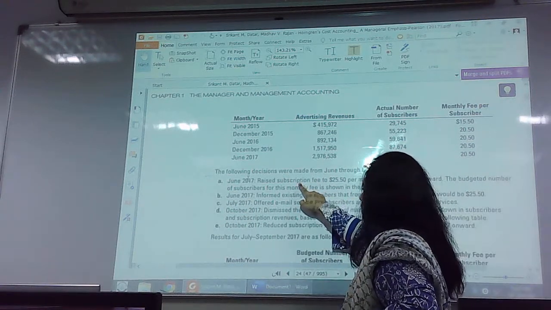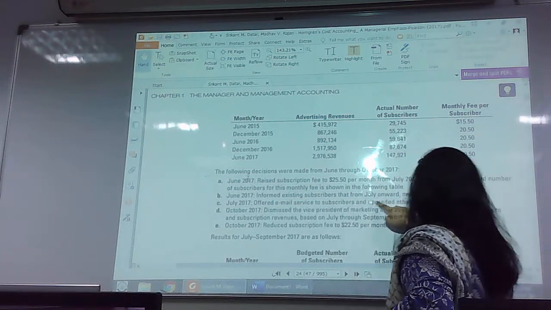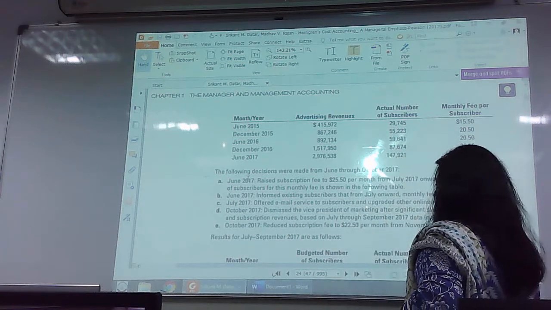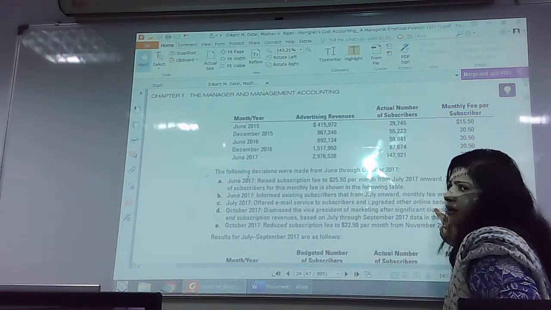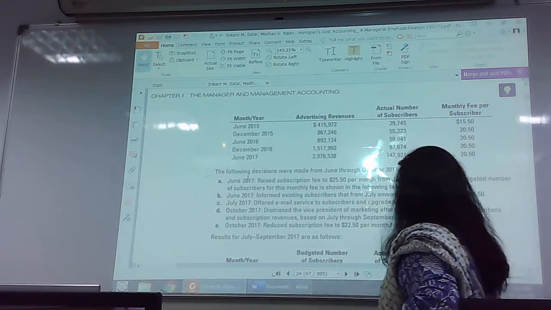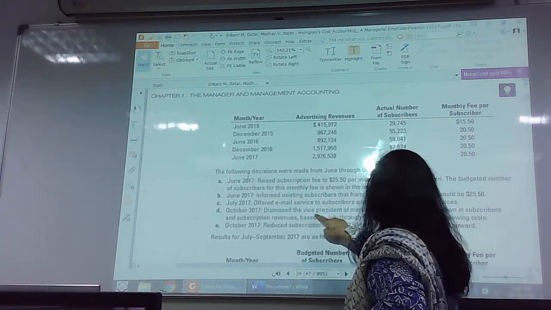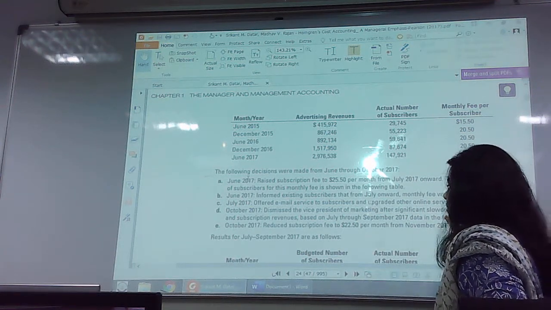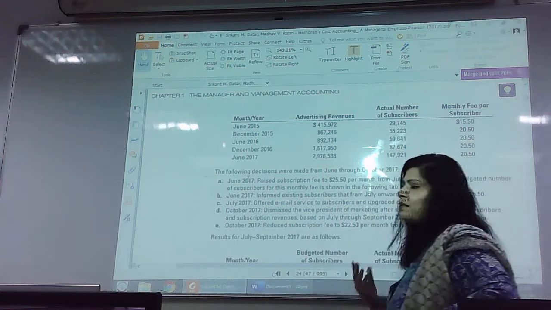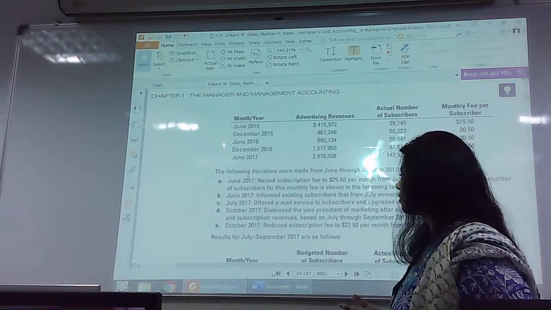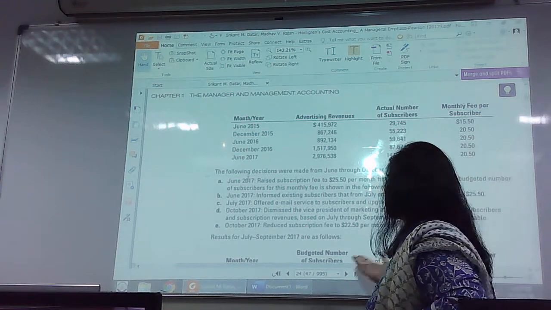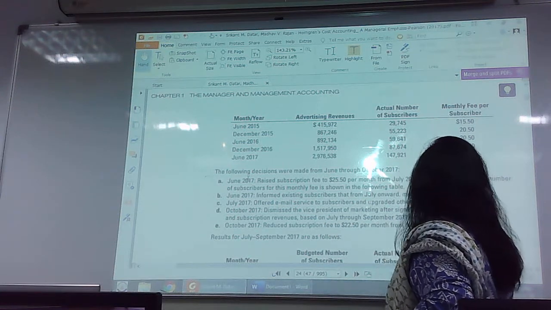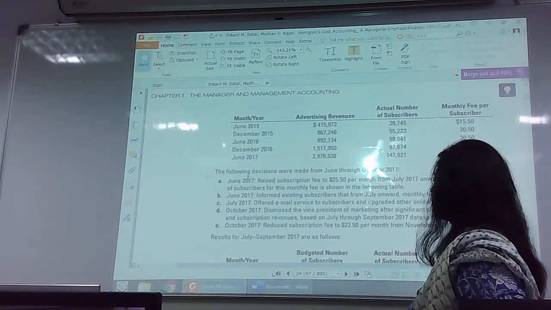They raised the fee. In June, they informed the subscribers. In July, they offered email service to subscribers and upgraded other online services. They informed the subscribers. In October, they dismissed the vice president of marketing after significant slowdown in subscribers and subscription revenue. So naturally, it comes up to the performance. If the performance is not good, they would rather fire the CEO, the management, or the person who is in charge of that position. So this is the supervisor, perhaps. In this case, it was the vice president.